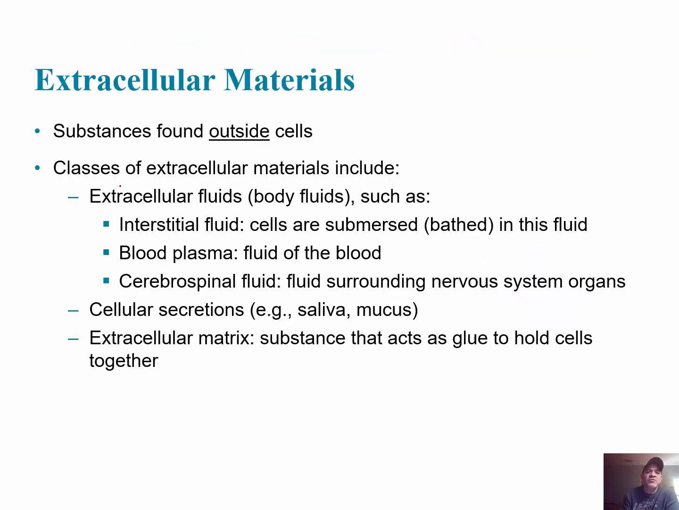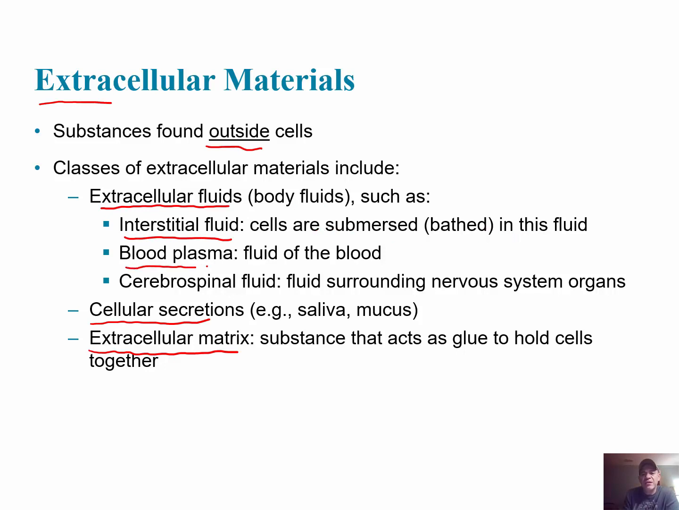So, extracellular materials here. Extra means beyond. So this would be materials that are found outside the cell. So there we go. Substances found outside the cell. There are some classes of extracellular materials, and they include extracellular fluids. They include cellular secretions and extracellular matrix. So going back to the fluids here, these include interstitial fluids. All cells are submerged or bathed in this fluid.